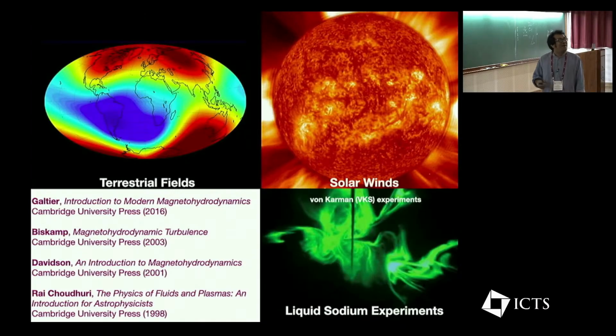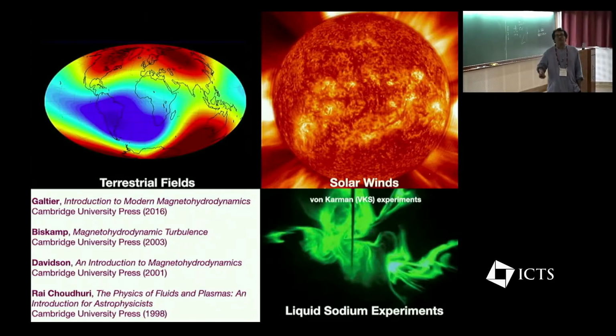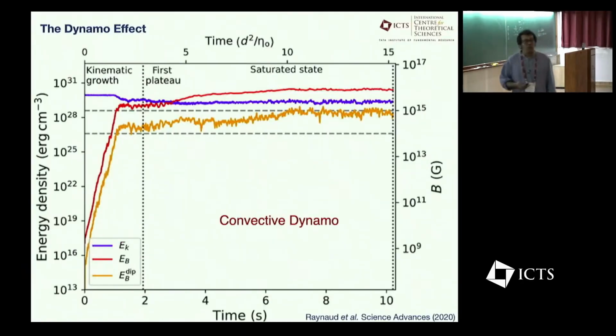So large magnetic fields are common. You see them everywhere. So this is the magnetic field on the scale of planets, Earth, that's solar wind. The strength of these fields differs by about 1,000 times from one to the other. Then, of course, in the lab, especially the French VKS experiments, which use liquid sodium to look at this problem. So essentially, what is the dynamo effect?